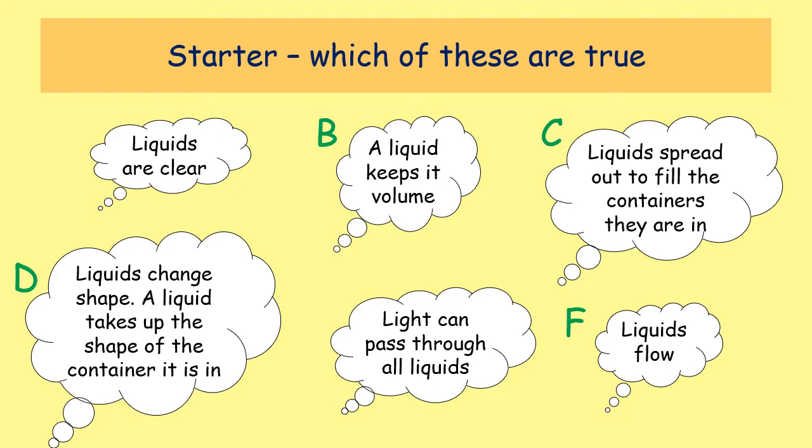And hopefully you've now had time to work out which ones you think were correct. The ones which are correct were B, C, D, and F. So a liquid keeps its volume. Liquids spread out to fill the containers they are in. Liquids can change shape, and a liquid takes the shape of the container. And F, liquids flow. The other 2, liquids are clear, and light can pass through all liquids. So what I'd like you to think about is milk is a liquid, and milk is definitely not clear, and light doesn't pass through it.